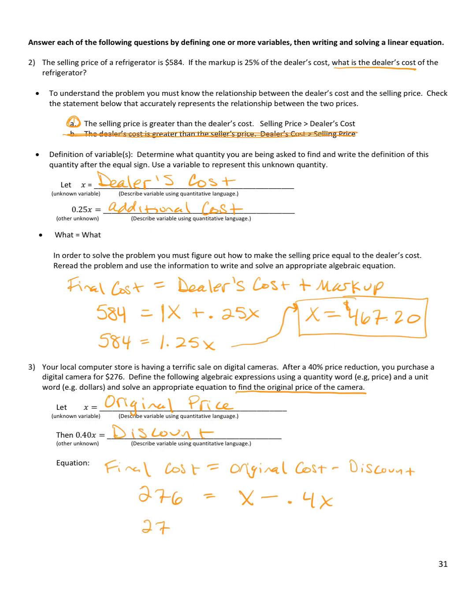So 276 equals 1x minus 0.4x, which is 0.6x, and then divide both sides by 0.6, and I get x equals 460. $460 is the original price of the camera.